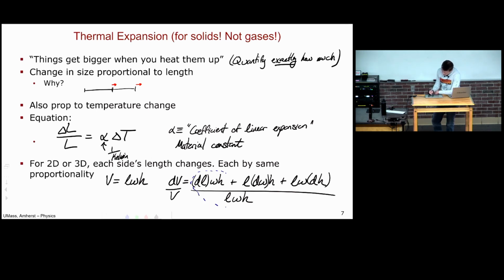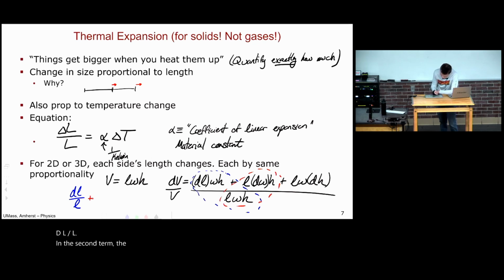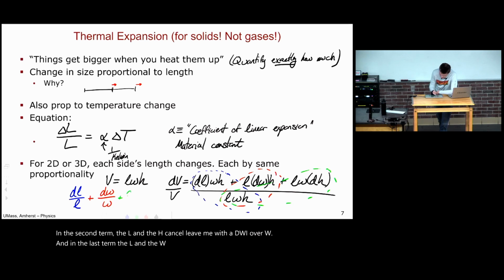Right. This first part of the fraction, the W and the H cancel, leaving me with a dL over L. In the second term, the L and the H cancel, leaving me with a dW over W. And in the last term, the L and the W cancel, leaving me with a dH over H.